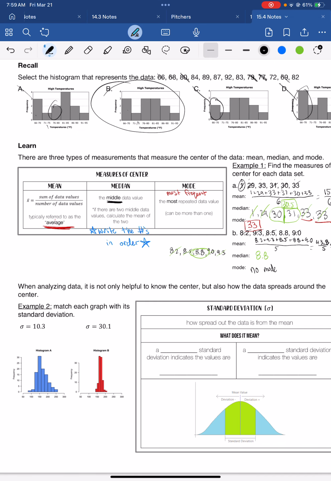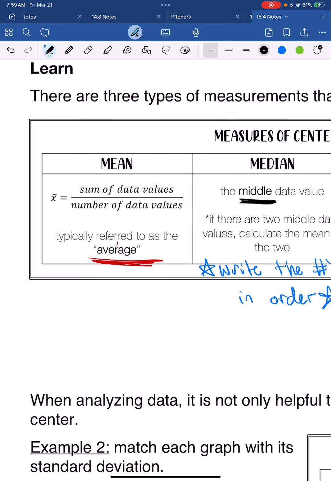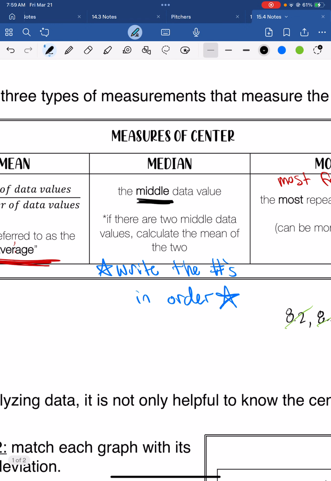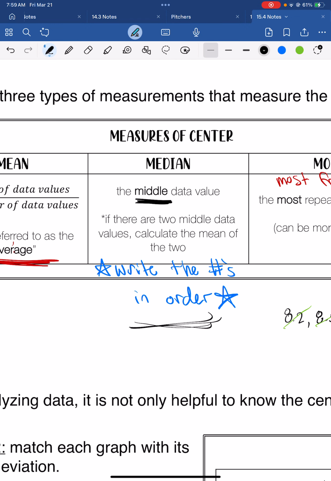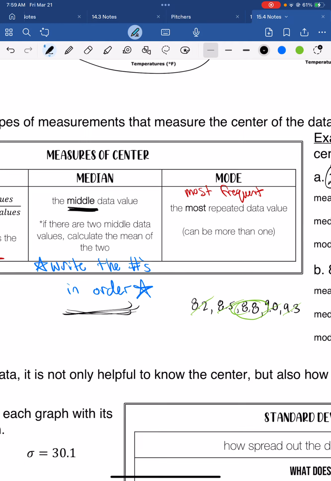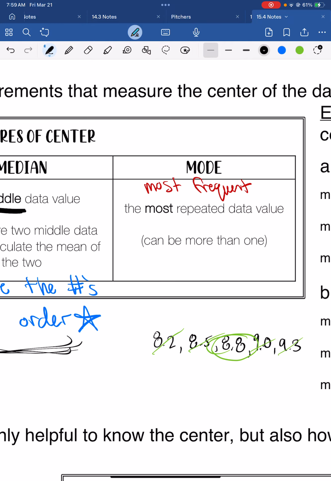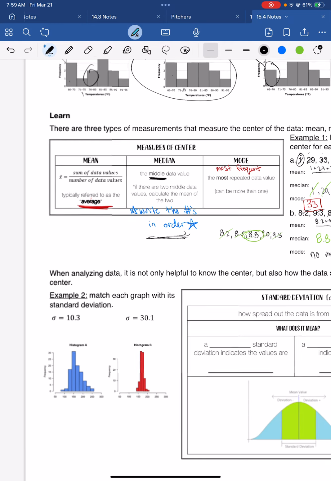All right. So hopefully that's okay. Mean is your average. Add up all the numbers, divide by the number of data values. Median, write them in order. That's the number one thing. And then cross it out, find the middle term, or find the middle number. And then mode is your most frequent number in your data set.